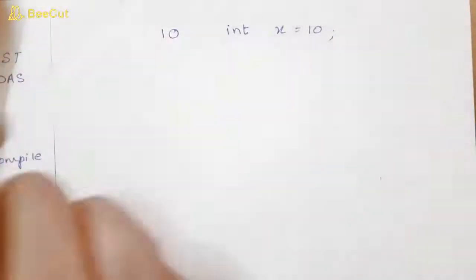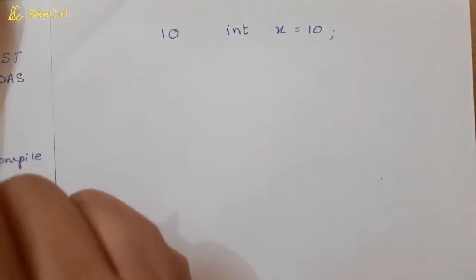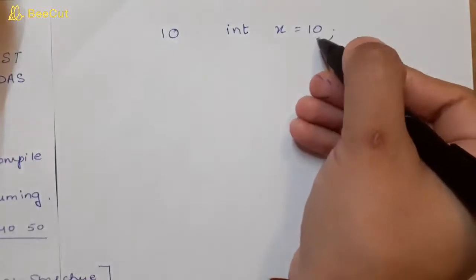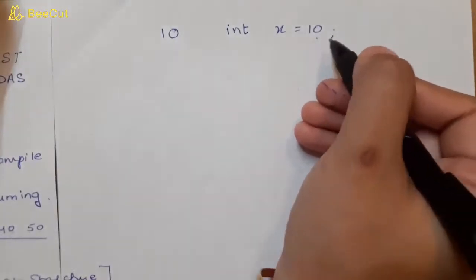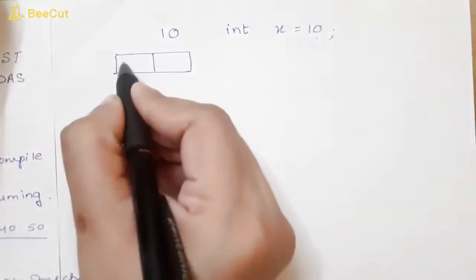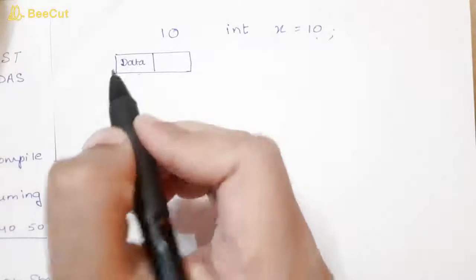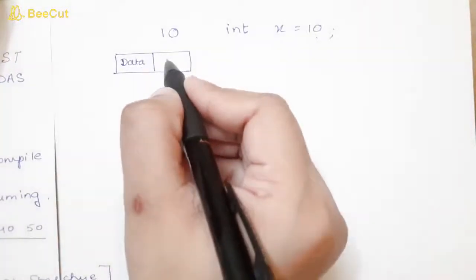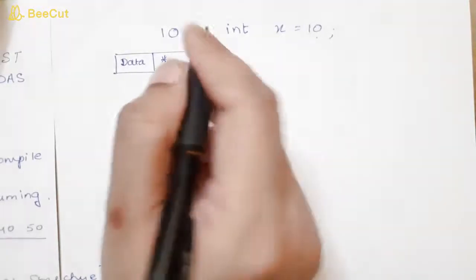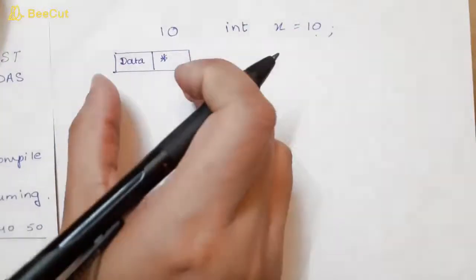I can take an integer data type and one variable, declare that variable with the integer data type, and initialize it with 10. But now I have to create something like this, where I have to store some data. Suppose I want to store some integer data, and in the second field I want to store a pointer, which will store the address of the next node. So I need to create a structure.